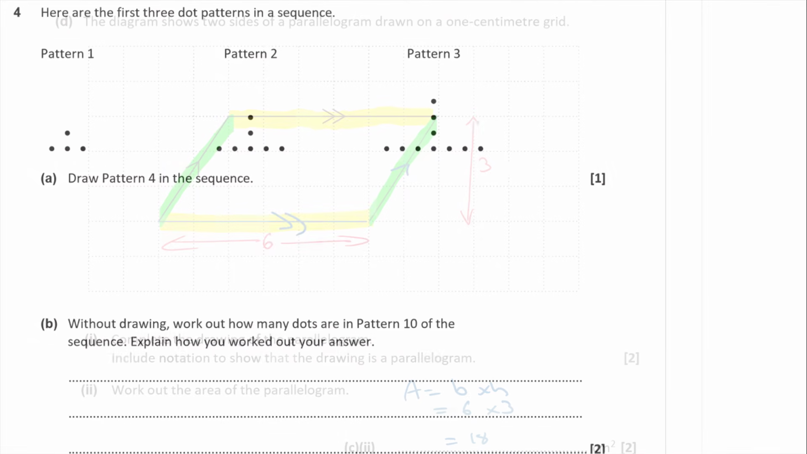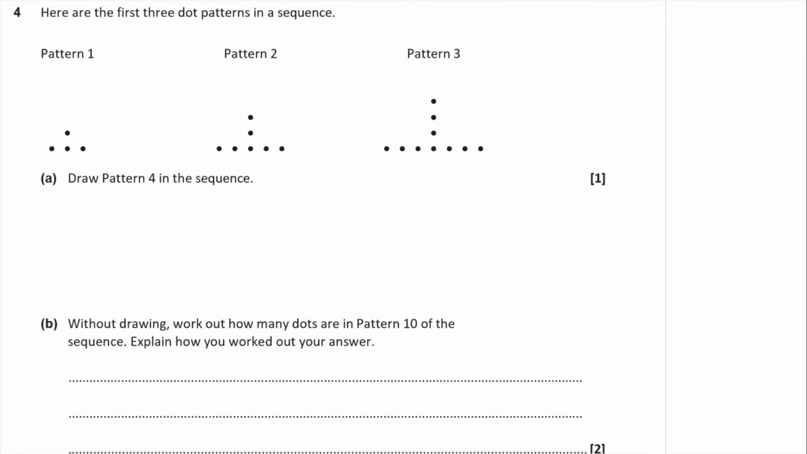Question 4, here's the first 3 dot patterns in the sequence. So you can see it's kind of growing in 3 different directions, and we're adding an extra dot on the end of each line in 3 directions. So draw pattern 4 in the sequence. So we're going to take pattern 3 and we're going to add a little bit more onto it, aren't we? So I'm going to just repeat pattern 3 first. So let's draw pattern 3.